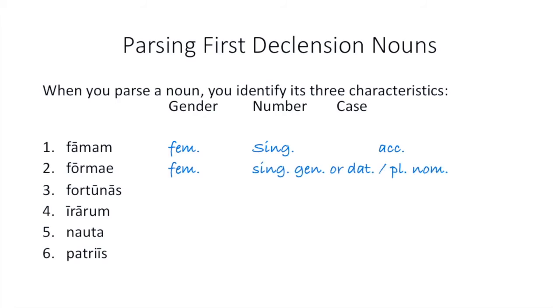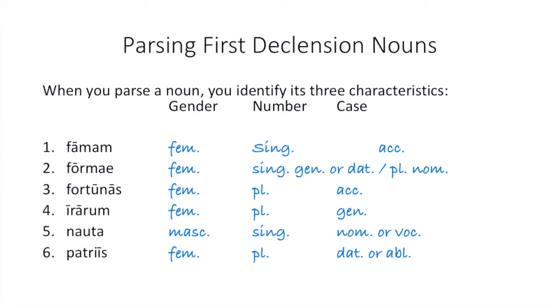Okay, hopefully you identified that formae is feminine because forma is a feminine noun, that ae could be singular genitive or dative or plural nominative, and then fortunas can be feminine, plural, and accusative only. Irarum can only be feminine, plural, and genitive. Nauta is a rare masculine first declension noun. That usually only professions are masculine first declension nouns, but there are a few. The number is singular, and it can be nominative or vocative. Patriis is feminine, plural, and dative or ablative.